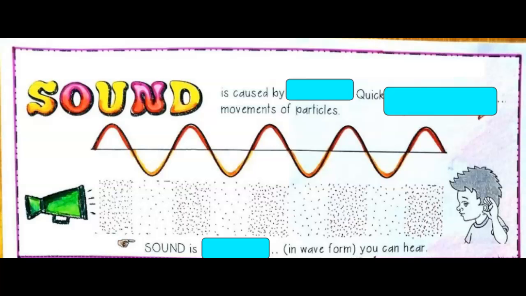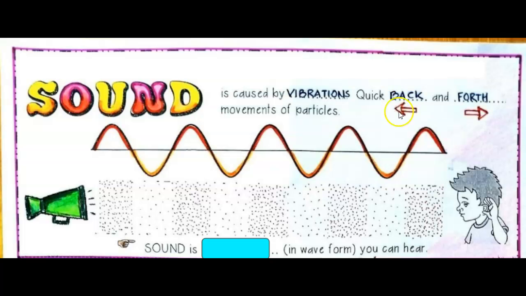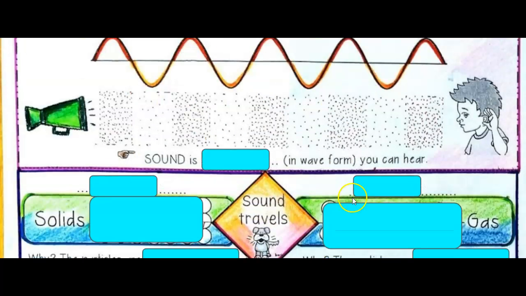Today's lesson is about sound waves. Sound is caused by vibrations, which are quick back and forth movements of particles. So you can see how the sound waves go back and forth and back and forth. And sound is energy in waveform that you can hear.